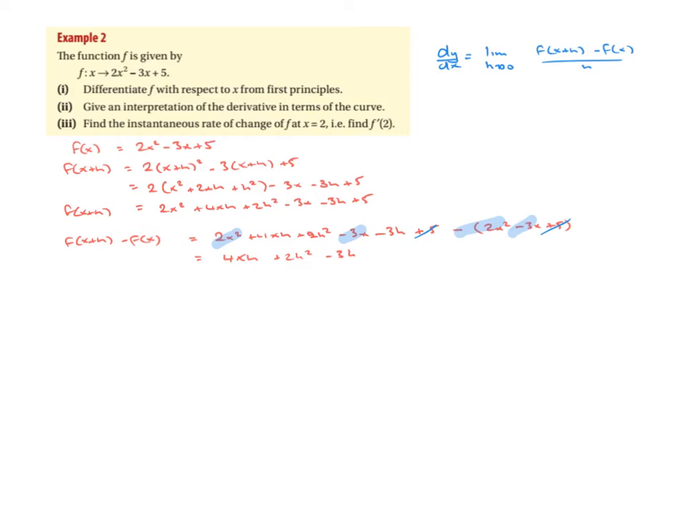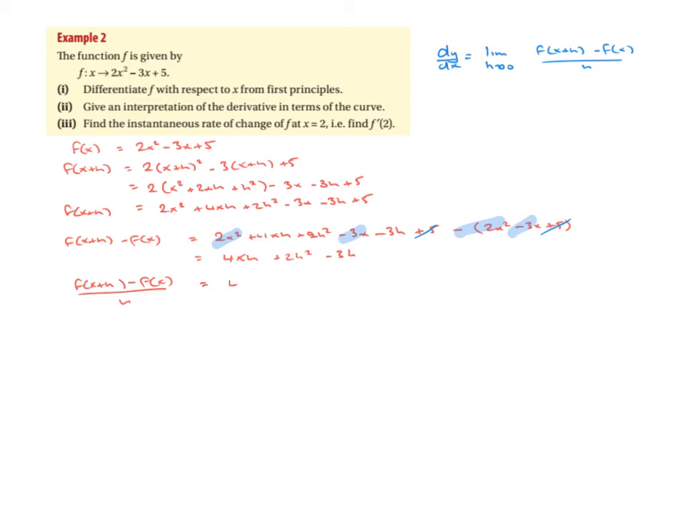Once we've got rid of stuff, it comes out to be 4xh plus 2h squared minus 3h. Next thing we need to do is the f of x plus h minus f of x all over h. So all we're doing now, the next stage, is finishing this off. We need to divide everything by h if we can. So let's have a look.